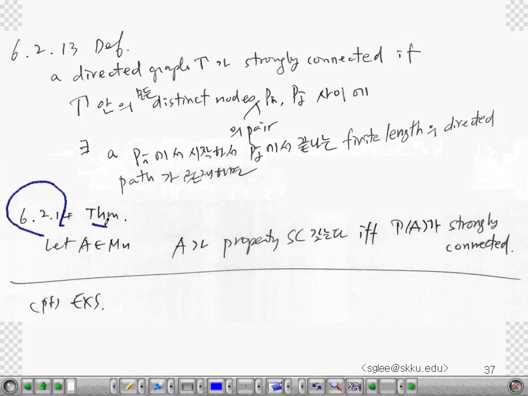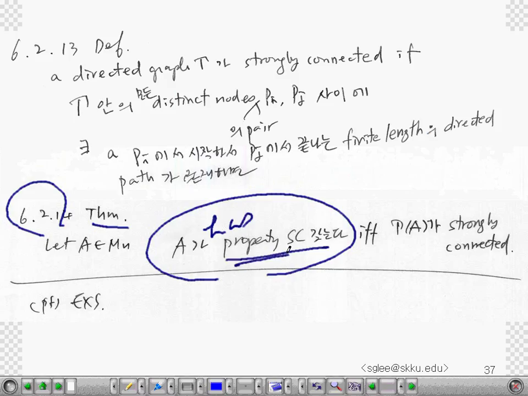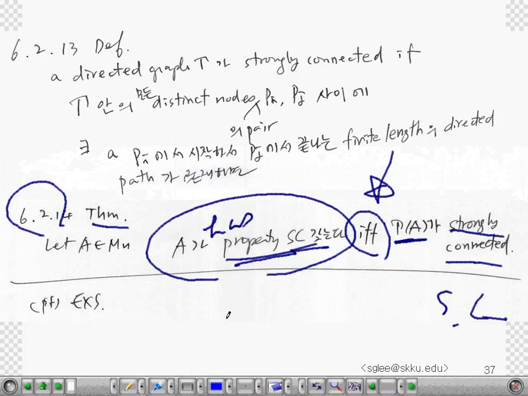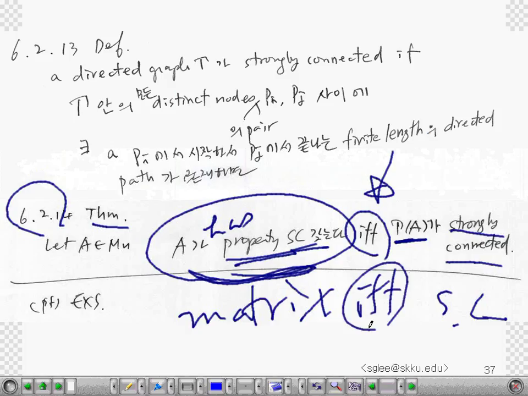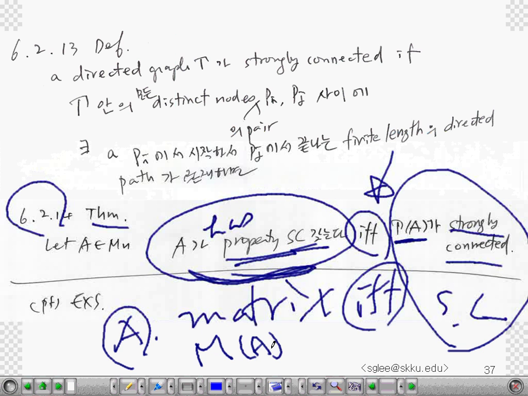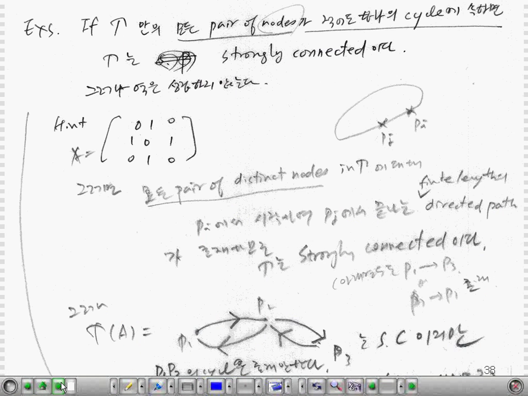The theorem says this. A has the property SC if and only if the directed graph of the matrix is strongly connected. This if and only if. So the study of the matrix is just the study of graphs like this. Matrix A has the strong property SC, and the corresponding directed graph has similar properties. Not only A, but the indicator matrix, a simpler one. Okay, strongly connected.